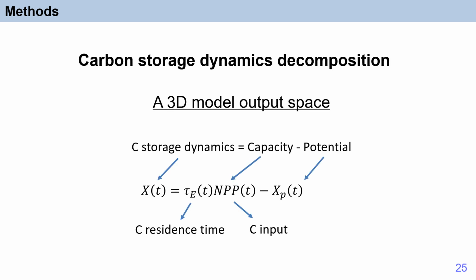They first decomposed modeled transient carbon storage into a 3D model output space. Carbon storage equals carbon storage capacity minus carbon storage potential. Carbon storage capacity is a product of carbon residence time and carbon input. The 3D model output space refers to carbon residence time, NPP, and carbon storage potential.